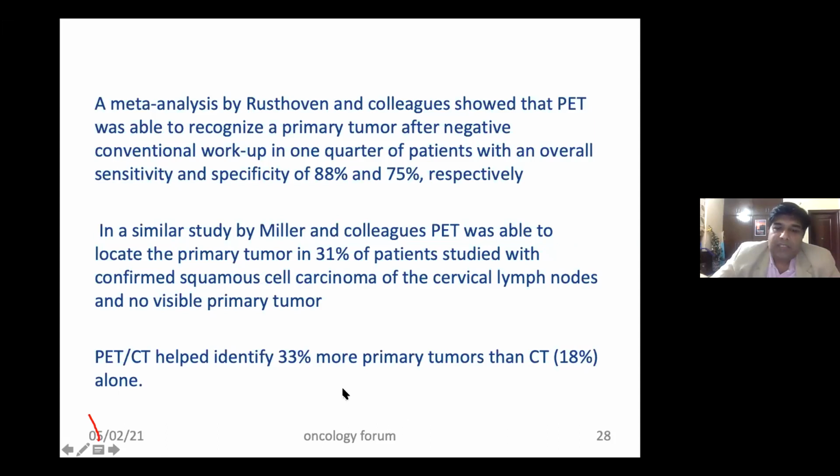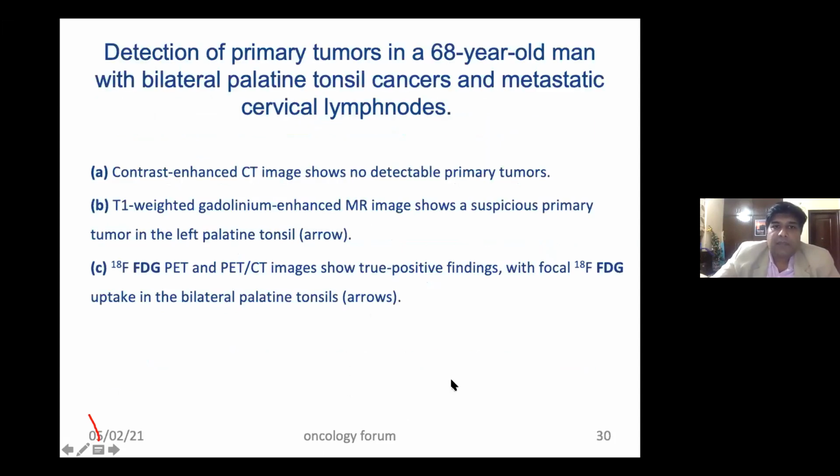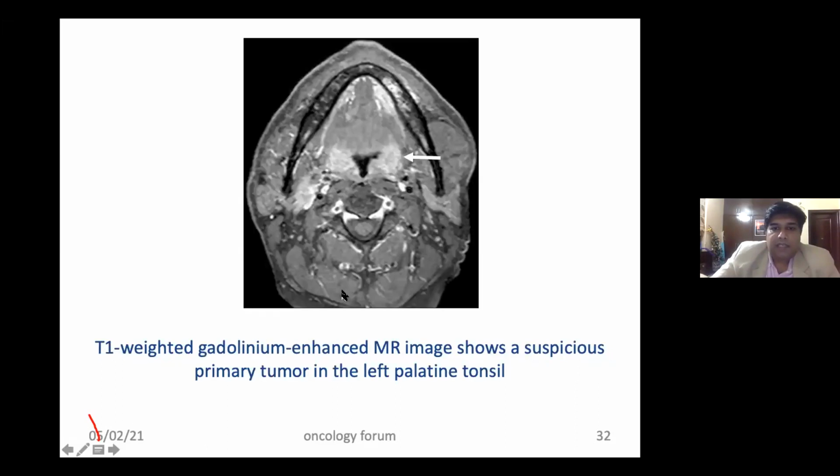In two-thirds of the patients, we are not able to find the site of primary by the PET-CT. So right now we start discussing the cases. A 68-year-old male comes with right cervical lymph node metastasis. This is a CT scan image of the patient. You can see bilateral tonsillar thickening in these images, but we are not able to find the site of primary.